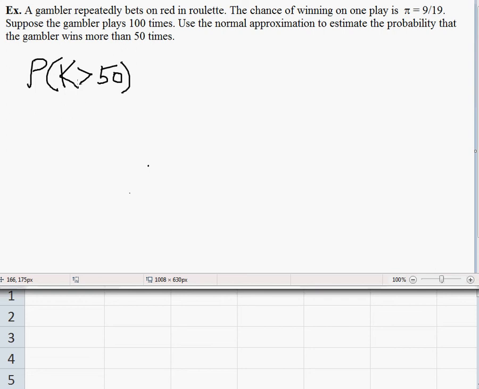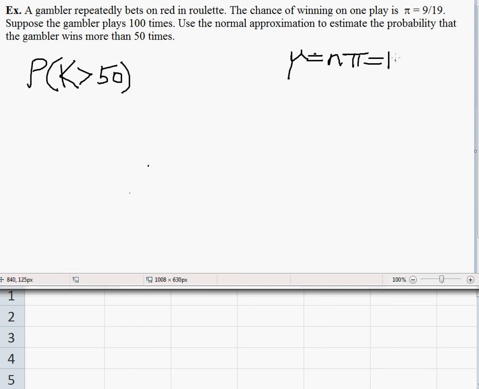To do this, we first have to convert to standard units, and to convert to standard units, we first need to get the expected value and also the standard deviation. So let's find the expected value and the standard deviation. So the expected value of a binomial distribution is equal to mu equals n times pi.